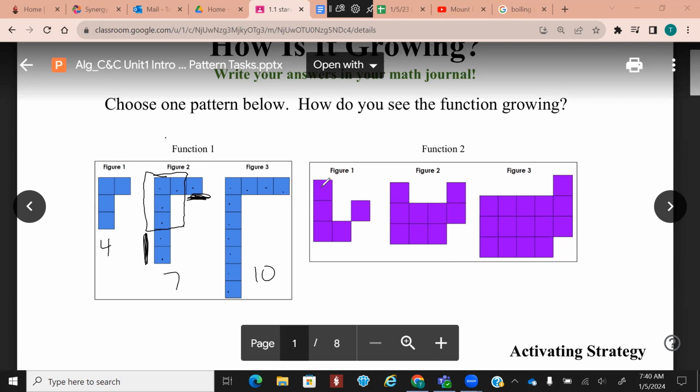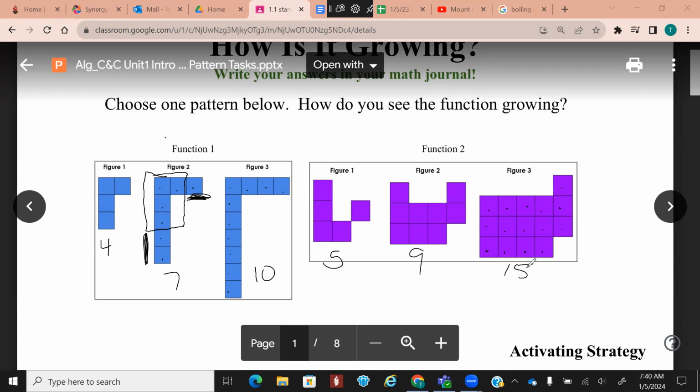From here to here, how many boxes do we have here? 5. And then how many boxes do we have here? 1, 2, 3, 4, 5, 6, 7, 8, 9. Good. And then how many do we have here? 1, 2, 3, 4, 5, 6, 7, 8, 9, 10, 11, 12, 13, 14, 15. Again, it's hard to see on there.